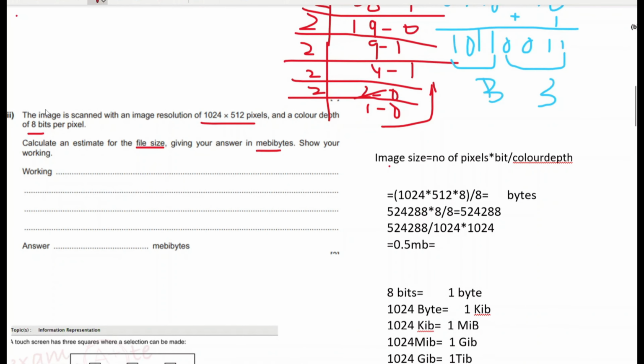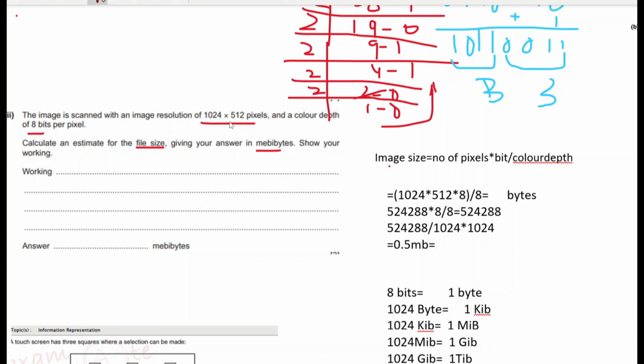The next question is very important. The image is scanned with an image resolution of 1024 multiplied by 512 pixels. Pixels means the image height and width is given. The second thing that is given is the color depth of 8 bits per pixel. What is the color depth here? 8 bits. You need to calculate the file size and write the answer in maybe bytes.